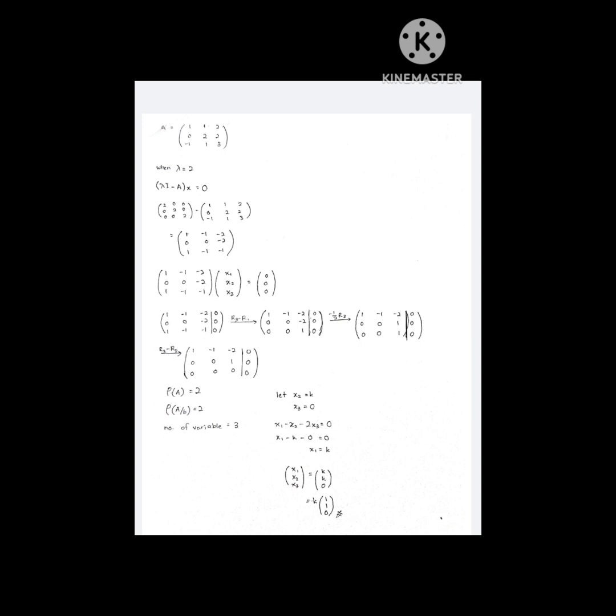After that, we will let x2 be equal to k, because the x2 column doesn't have 1 in it. With the equation in row 2 of the matrix, we find that x3 is equal to 0. After that, substitute the values that we get, that is x2 is equal to k, x3 is equal to 0, in the equation in row 1. So we get x1 is equal to k. At the end, we will get the eigenvector, that is 1, 1, 0.